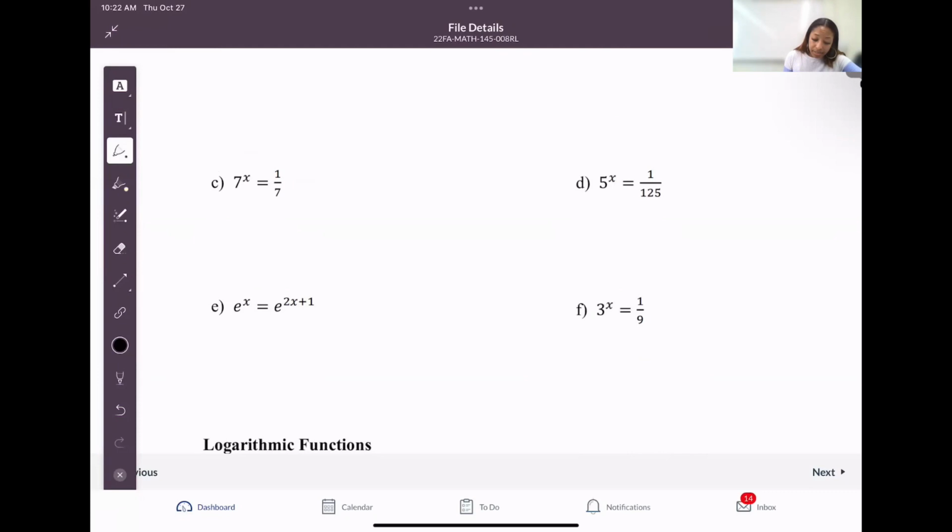All right, for part C. We have 7 to the x power equals 1 over 7. Now, 1 over 7, we know that when we have negative exponents, that flips our base. So using that idea, we can say that 1 over 7 is equivalent to 7 to the negative 1st power. Then this gives us 7 to the x power equals 7 to the negative 1st power. Our bases are the same. So when we solve this, we get x is equal to negative 1.